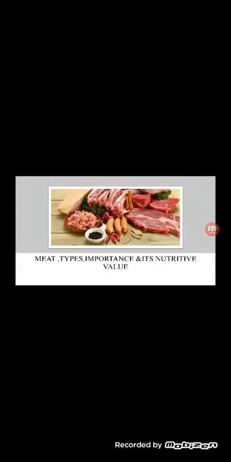Today we are going to start the next topic of experimental food, that is meat. In this chapter we are going to discuss the types of meat, their importance and its nutritive value. As you can see in this picture, there are different types of meat and their products. Some are raw, some are processed, and some of them are minced.